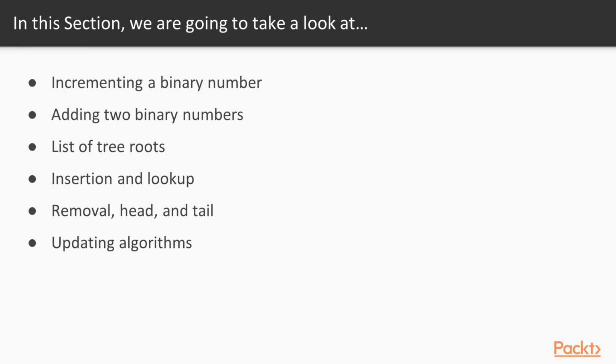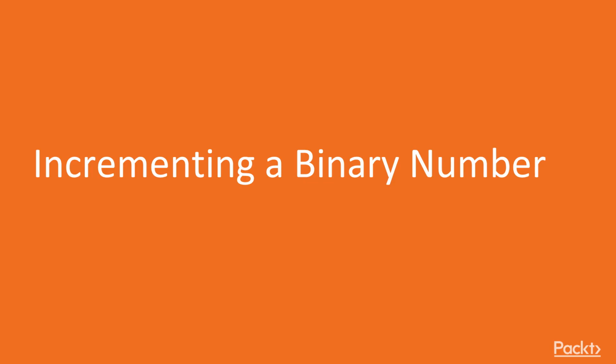First, we'll look at how to increment a binary number. Next, we'll learn how to add two binary numbers. We'll use the insight thus obtained to design a random access list, a list of binary trees. Note that all binary trees roots are linked. We'll look at the elements insertion, lookup, and update algorithms. Let's step ahead to the first video of this section, incrementing a binary number.